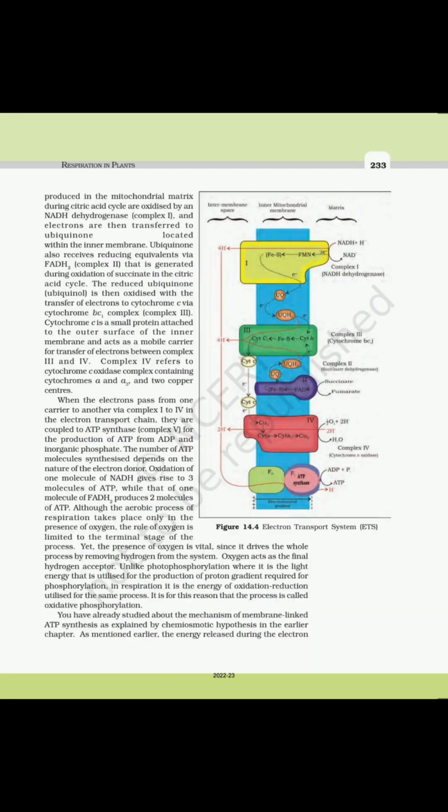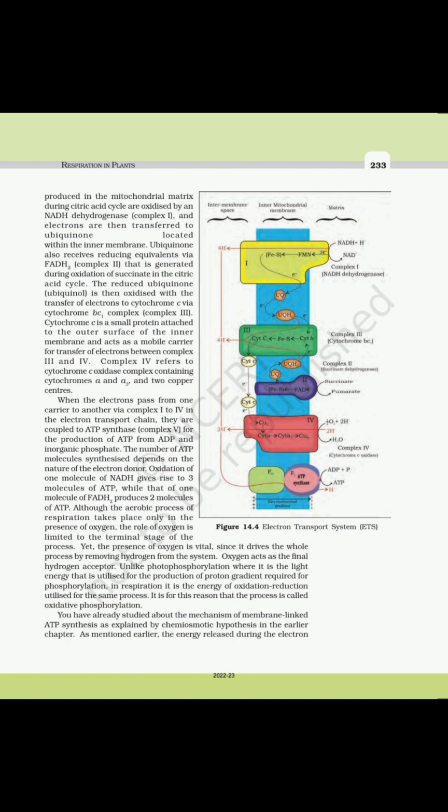Electrons from NADH produced in the mitochondrial matrix during citric acid cycle are oxidized by an NADH dehydrogenase, complex I, and electrons are then transferred to ubiquinone located within the inner membrane. Ubiquinone also receives reducing equivalents via FADH2, complex II, that is generated during oxidation of succinate in the citric acid cycle. The reduced ubiquinone, ubiquinol, is then oxidized with the transfer of electrons to cytochrome c via cytochrome bc1 complex, complex III.